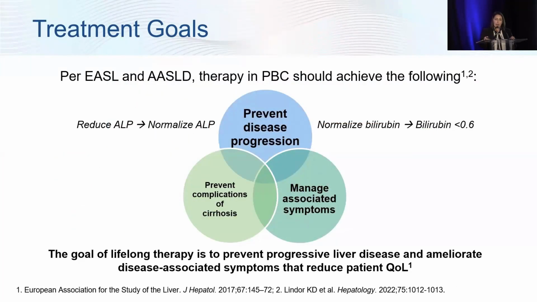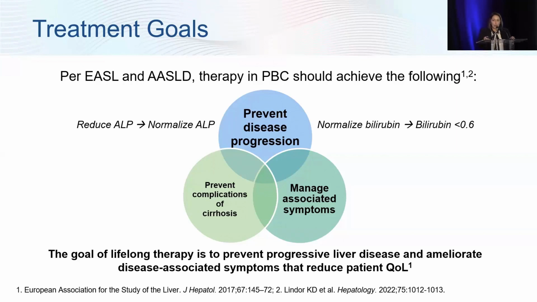Treatment goals, there are a few overlapping goals of treatment with PBC. Most importantly, I think, preventing the disease progression, ultimately to prevent the complications of developing cirrhosis or decompensated cirrhosis, need for liver transplant, death, primary liver cancer, as well as, we know PBC has pretty significant clinical side effects for some patients, including fatigue or itching or pruritus. So not only preventing disease progression, but also managing those associated symptoms. These are the three overlapping goals of treatment.